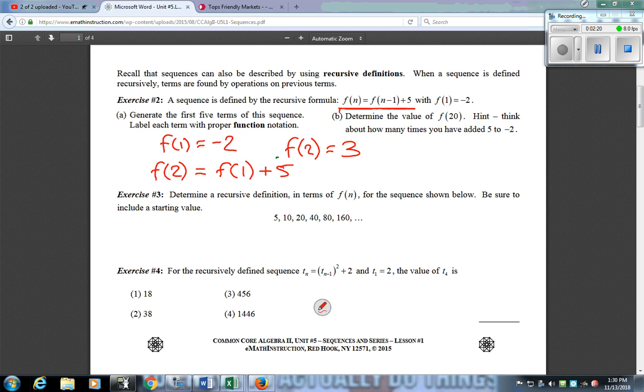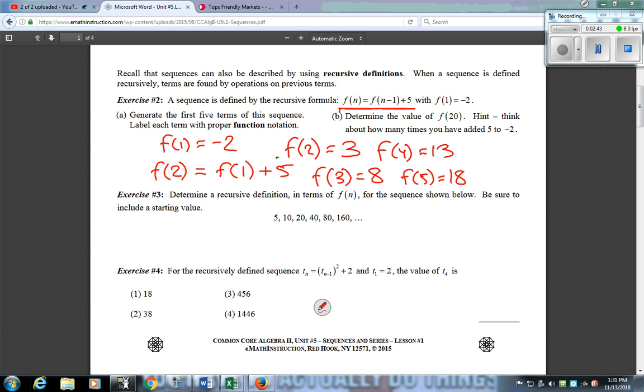So what we're doing is adding 5 to the term before it to get the next term. So for f of 3, I'd be at 8. F of 4, I'd be at 13, and f of 5, I'd be at 18. So those would be the first 5 terms in this case.